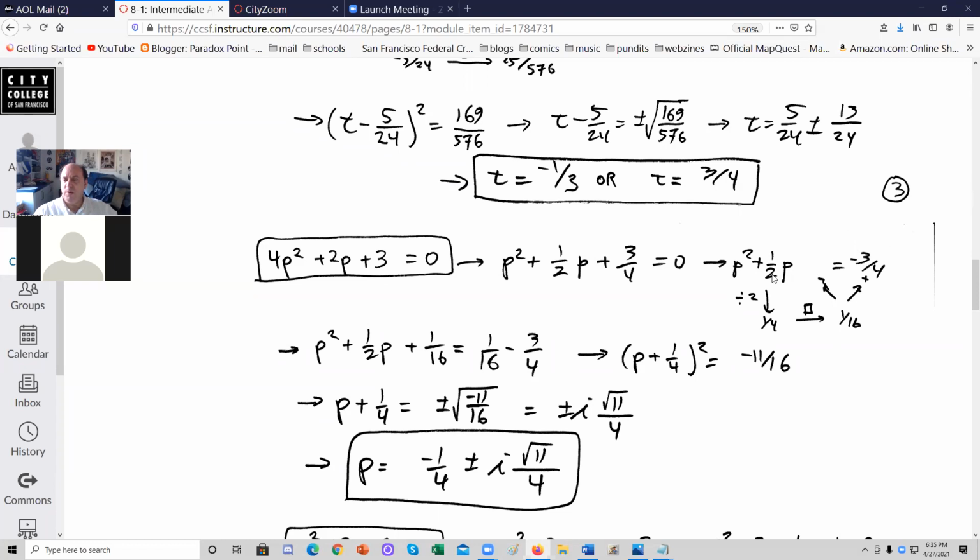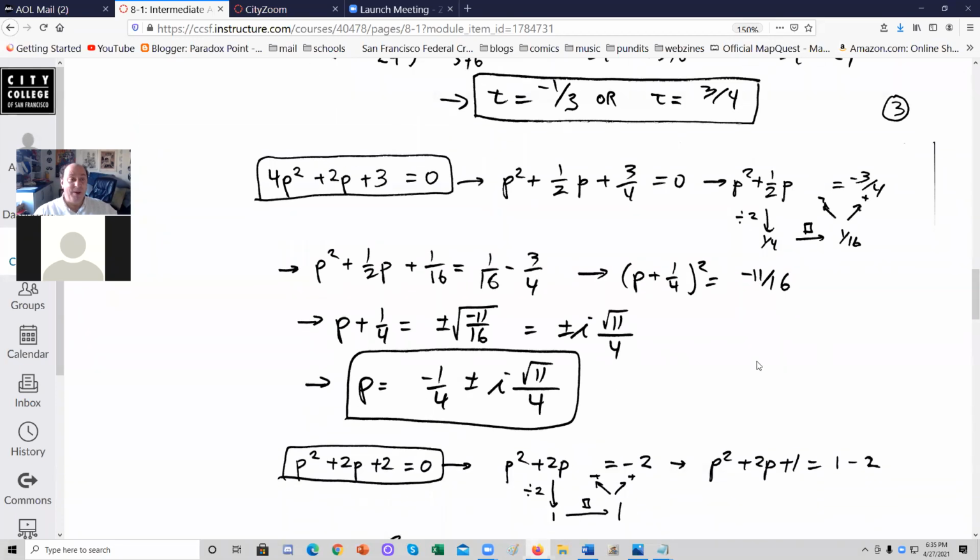So we'll complete the square. Half of this 1/2 is a quarter. Squared is 1/16. Add to both sides. So p squared plus 1/2 p plus 1/16 is 1/16 minus 3/4. This left side is a completed square. The square of p plus a quarter. See the quarter here. And on the right side, 1/16 minus 3/4 comes out to negative 11/16. Now this is where we need complex numbers, because you have a square equals negative.